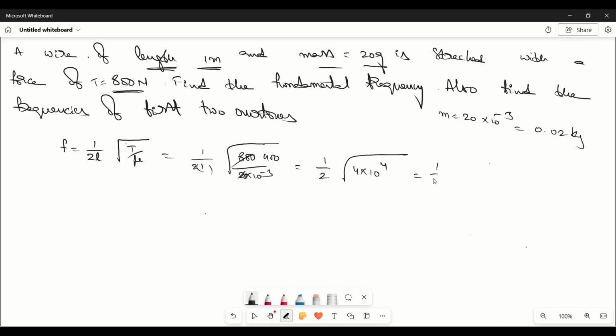So the first overtone will be 2 into 100, nothing but 200 hertz, or else the second overtone is represented as 3 into 100, nothing but 300 hertz. Take a screenshot.